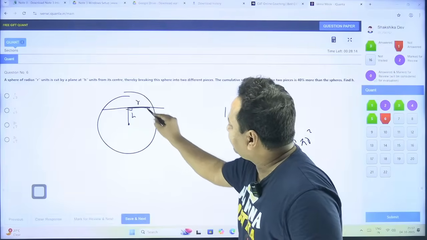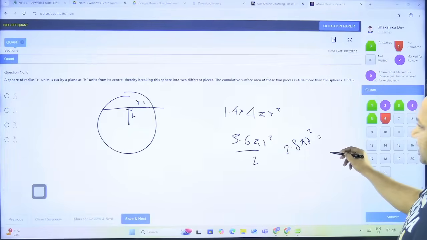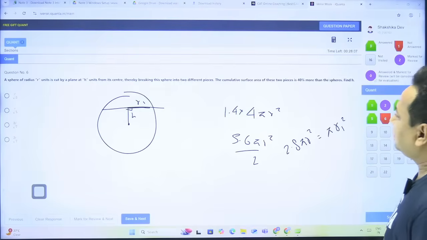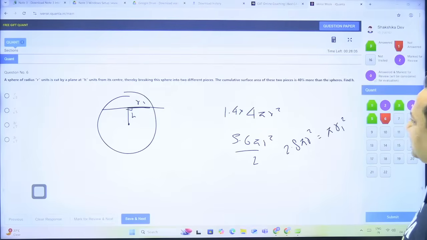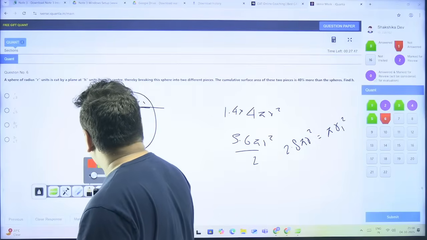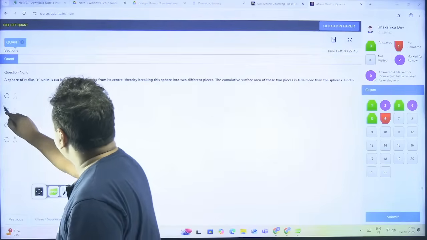Let this radius be r1. This will be equal to pi r1 square. That is how I'm able to solve this. R1 square is 2.8 r square. If I solve it, r1 is r by root 5. We have root 5 here. So I'll mark r by root 5.